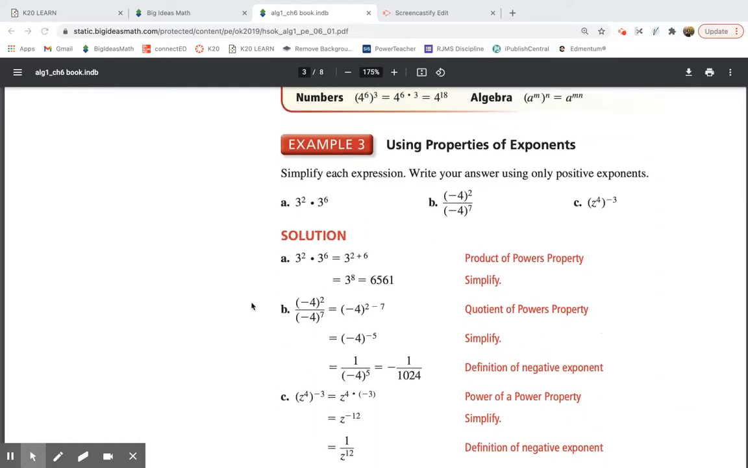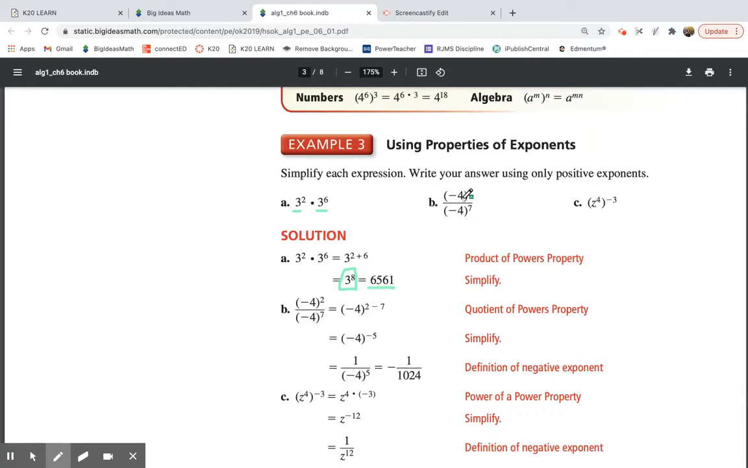Example 3. Using those properties that we just talked about to simplify expressions. And it says write your answer using only positive exponents. So we're also going to have to kind of use those examples 1 and 2. So on A, I have 3 to the 2nd power times 3 to the 6th power. They have the same base of 3 and it's being multiplied, so I add my exponents. 2 plus 6 is 8, so that is 3 to the 8th power. And then went ahead and solved it too. 3 to the 8th power is 6,561.